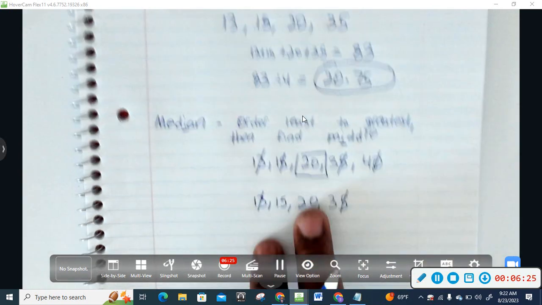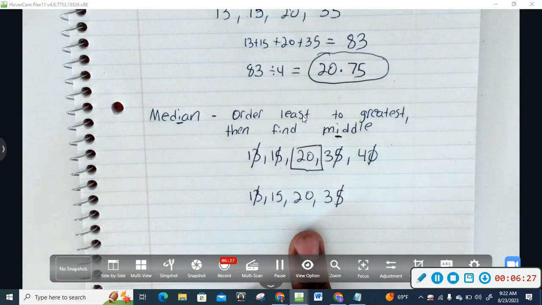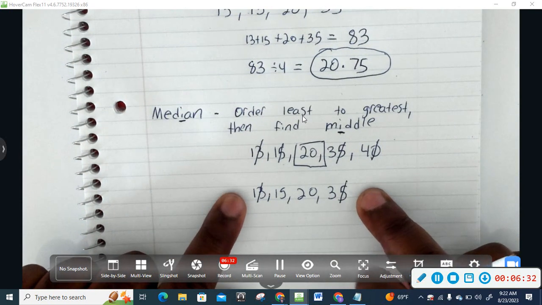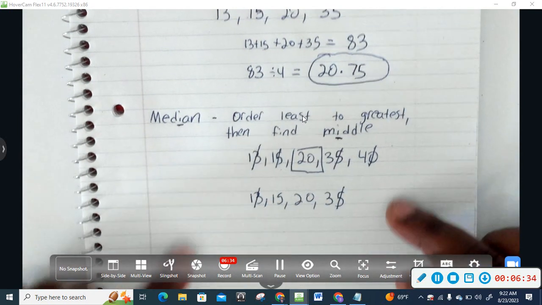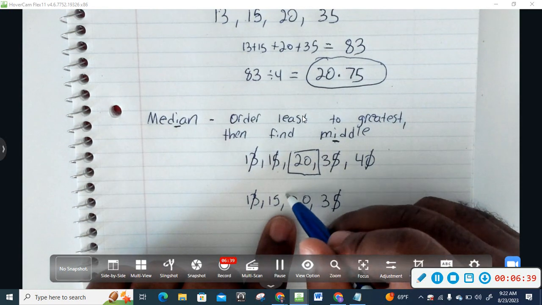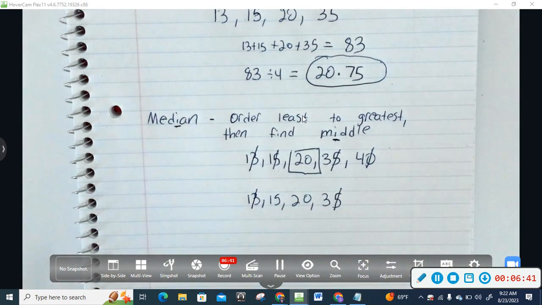So when I have 2 numbers left in the middle, which is going to happen every time I got an even number. 4 is an even number, right? 6 is an even number. If I add 4 more numbers, that's 8. But right now I got 4 numbers, which is an even number. So I cannot cross out my last 2 because I'm going to have nothing.